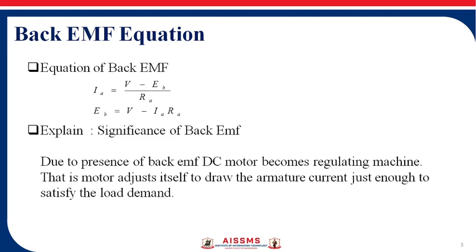Suppose the load on the motor suddenly increases. At that time the motor tries to slow down, so the speed of the motor reduces, and due to that the back EMF also decreases. So the net voltage across the armature increases, and the motor draws more armature current. Due to the increased armature current, the force experienced by the conductors, and hence the torque on the armature, increases. The increased torque is just sufficient to satisfy the increased load demand.